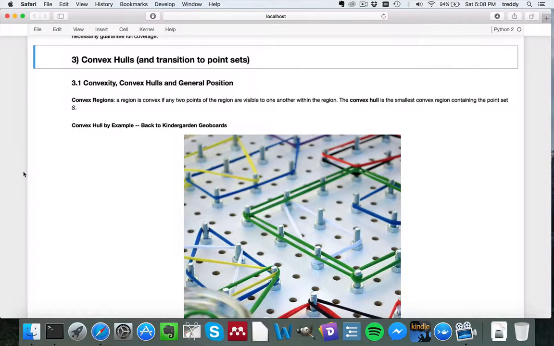Now, formally, the convex hull is the smallest such region around a point set, or it's also considered the intersection of all convex sets, which I don't find a hugely intuitive or useful definition, but that is the formal way to state it.